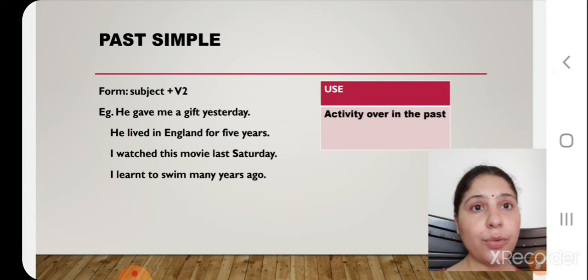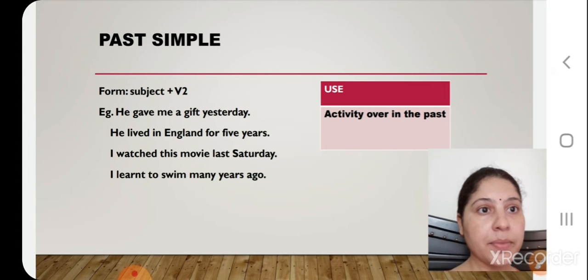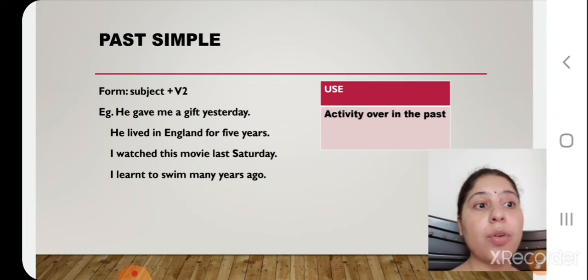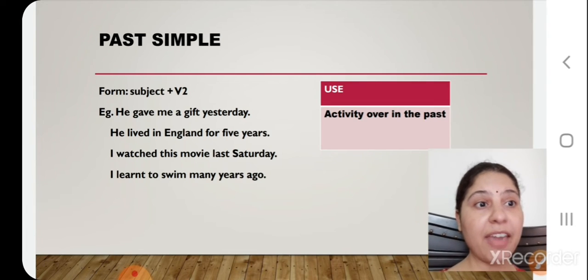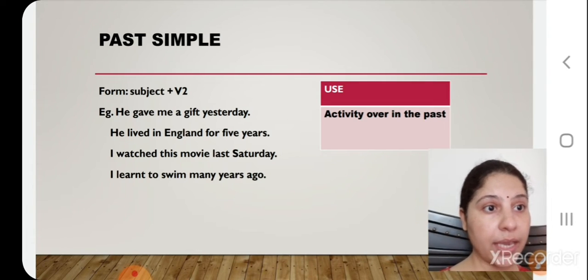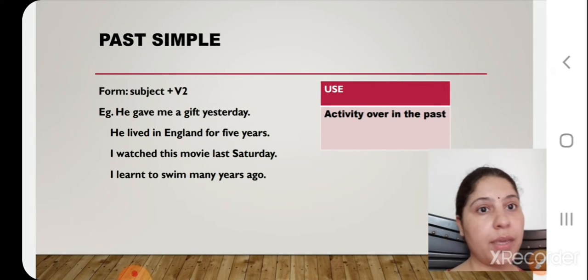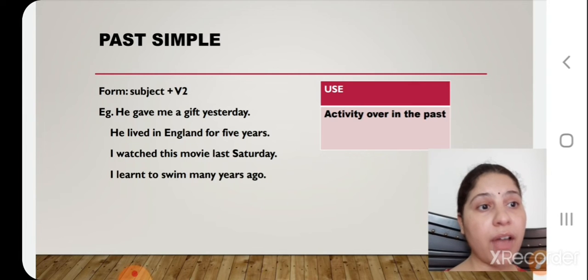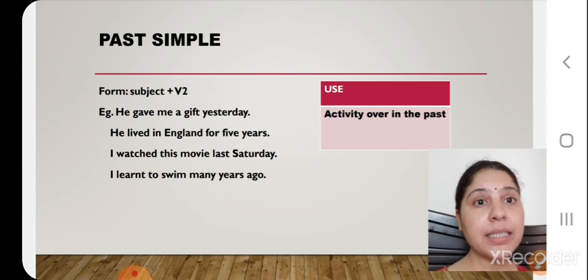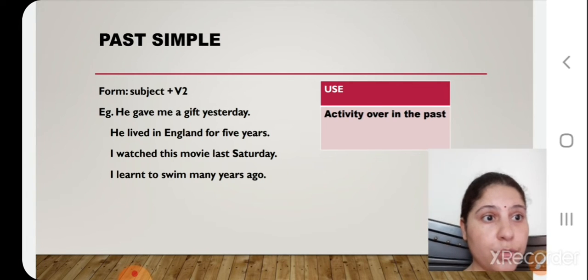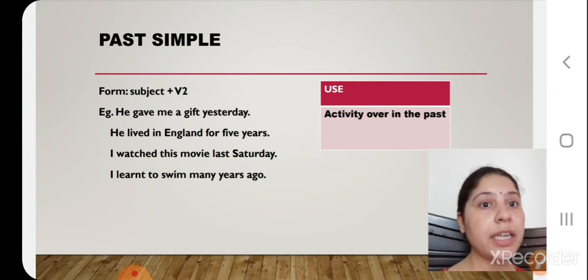So what is the use of this tense, simple past? The use is to tell about an activity that is over in the past. He gave me a gift yesterday. So yesterday, the day gone by, yesterday he gave me a gift. He lived in England for 5 years. It means that somewhere in the past, maybe from 2000 to 2005, he lived in England. So it is a thing of the past.